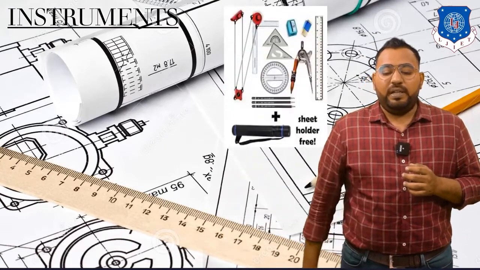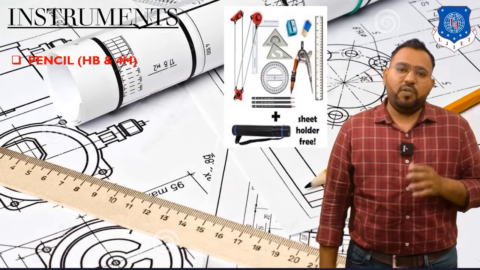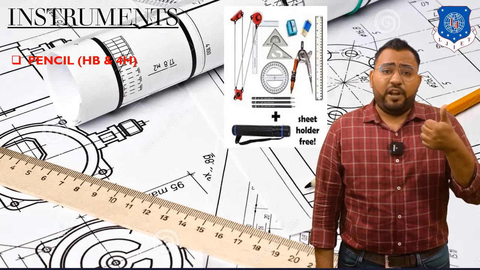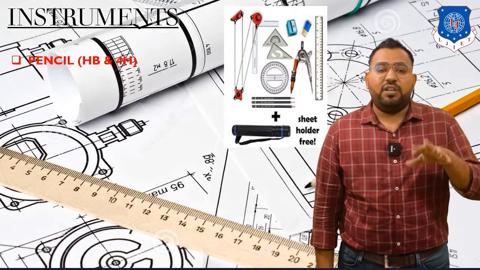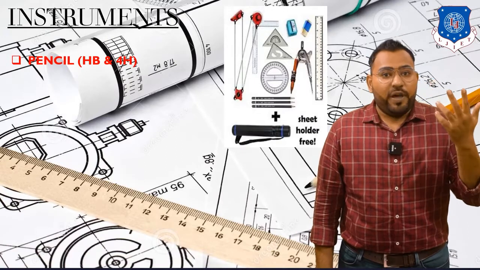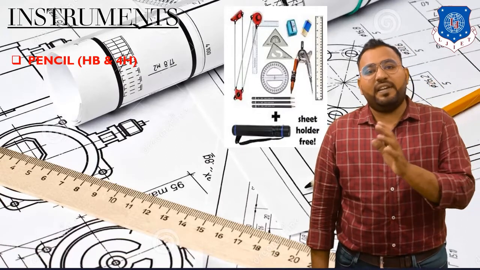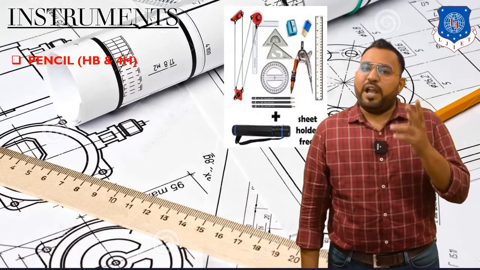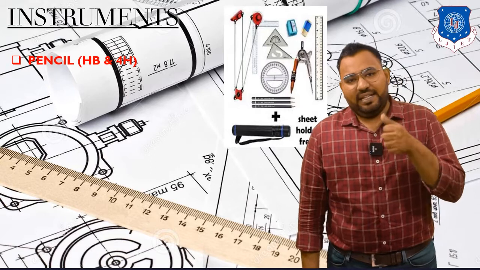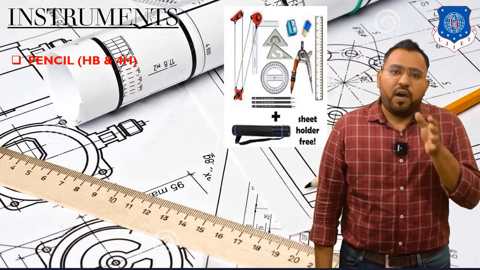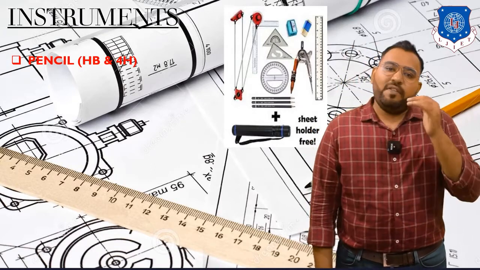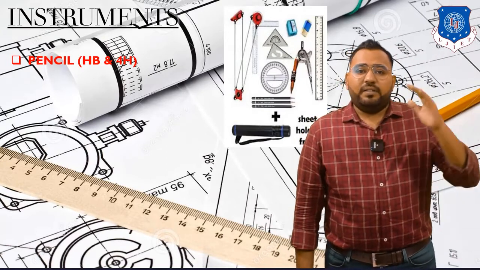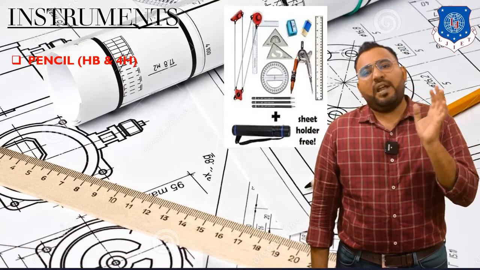The first instrument that you require is a pencil. There are various kinds of pencil available in the market, like 4H grade, 2H grade, H, HB, 2HB, 4HB. In engineering drawing, we have to draw only two kinds of line: one is a thin line and another is a thick line. We will draw a thin line with one particular pencil and a thick line with another.